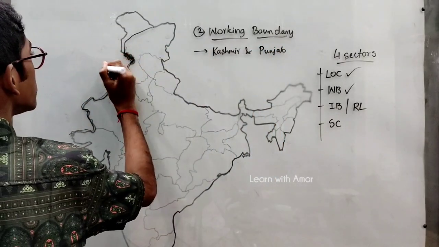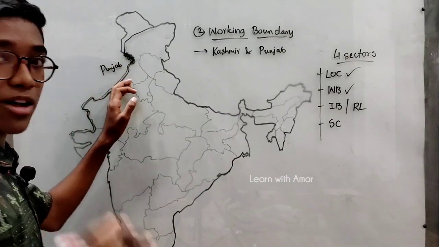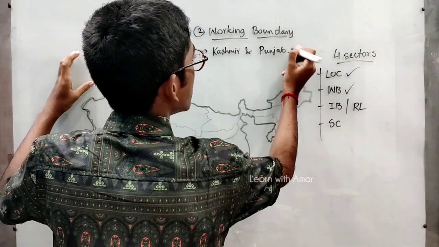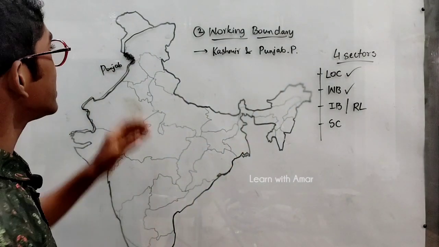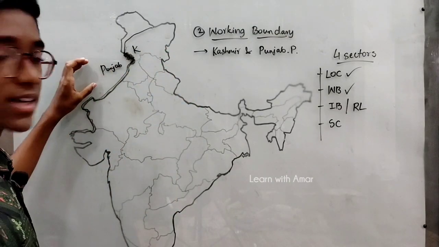This is the Punjab of Pakistan, right? Do not confuse, please. There is a Punjab in India as well as there is a Punjab in Pakistan. So just let me write Punjab, P, Punjab of Pakistan. Alright, it divides Kashmir of India here and Punjab of Pakistan.